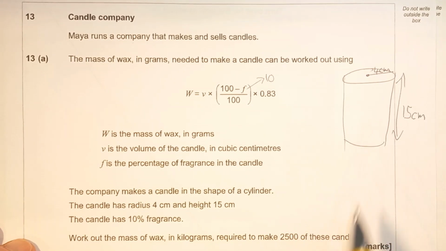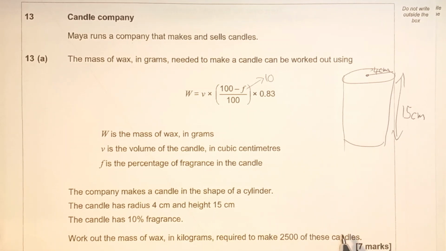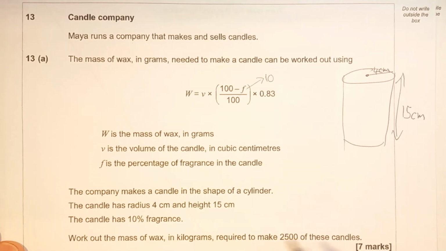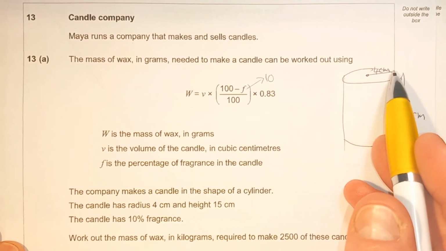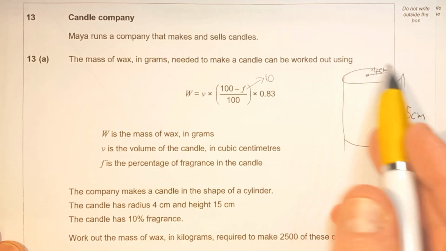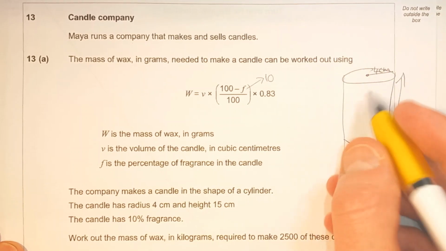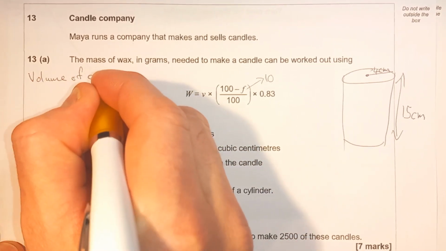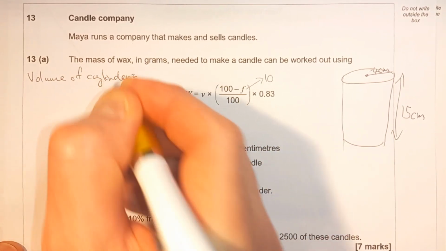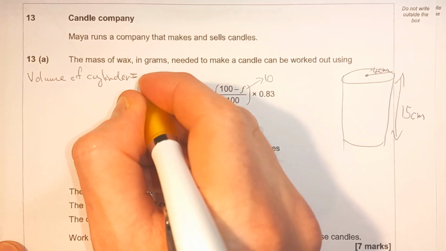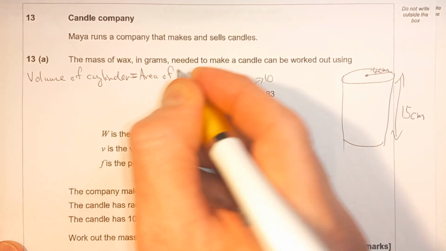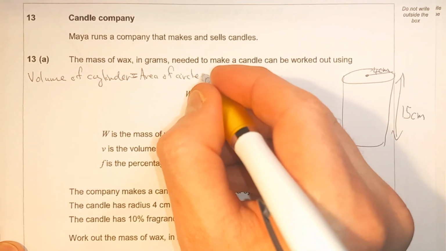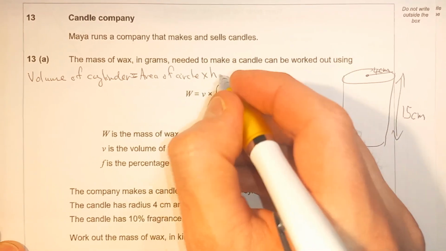Right, so how do we work out the volume of this? Well, if it was a cuboid, we'd want the length times the width times the height. But it's not. We've got a circle as our sort of cross section. So what we want for the volume of the cylinder is going to be the area of the circle up here times h, or the height.